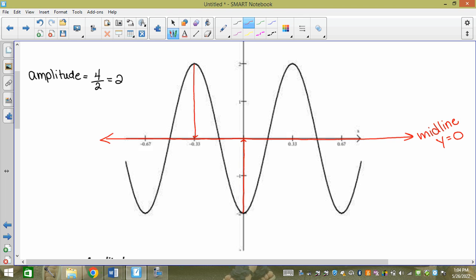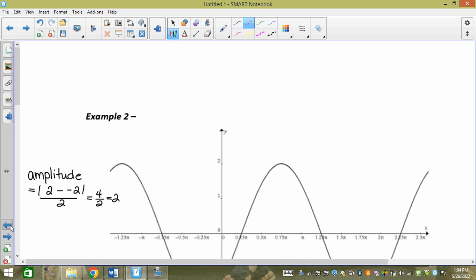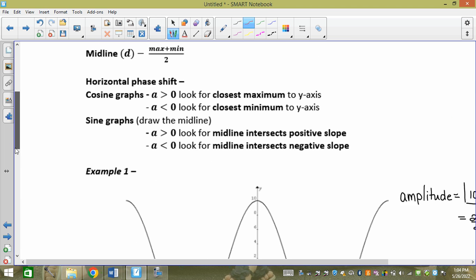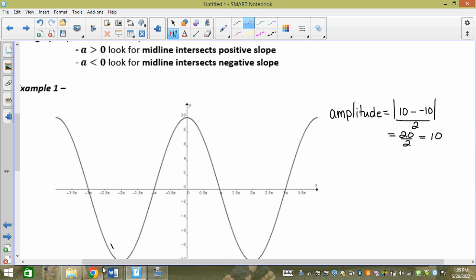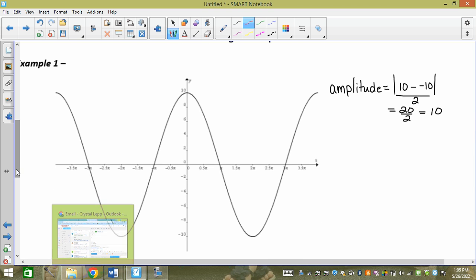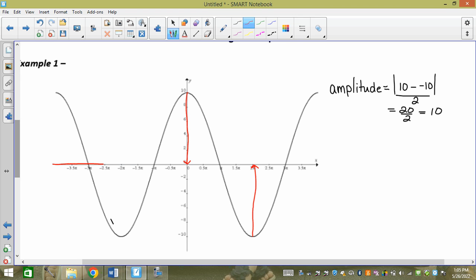We're going back to this one. Let's check my amplitude. So my amplitude was 10. So I'm going to count down 10, and I'm going to count up 10. And they meet on the x-axis. Does it always meet on the x-axis? No. If your entire graph is above the x-axis, your midline is going to be above the x-axis, right? Because the midline is the thing that cuts it in half.